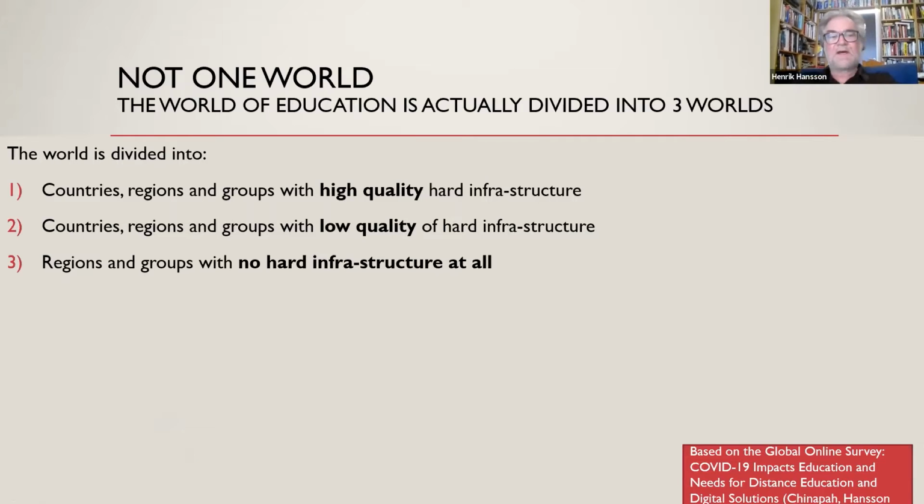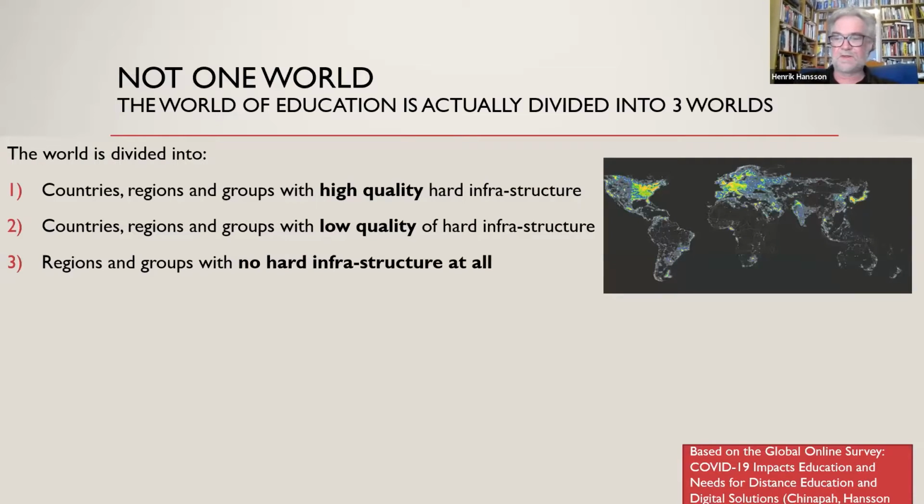And then we actually have also groups and regions which have no infrastructure at all, rural areas. Every country has internet, but not everywhere. So I think it could be very close to the electricity map where you have good infrastructure, internet.